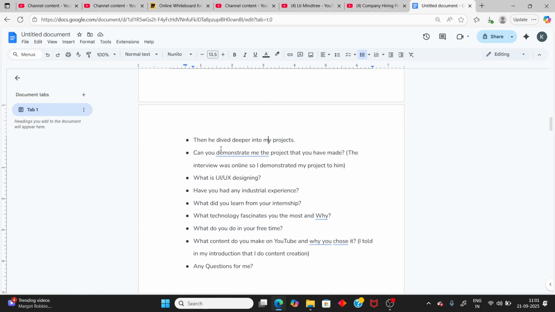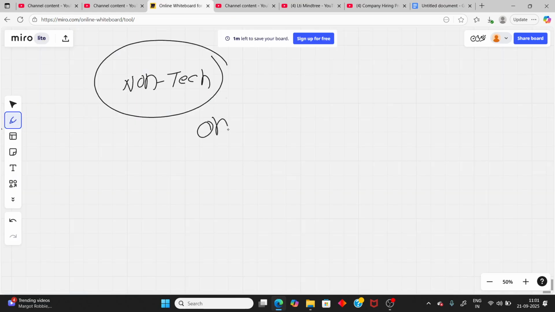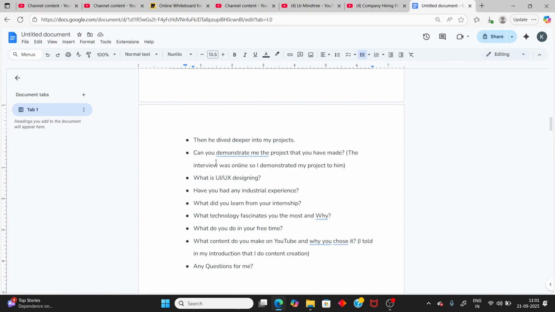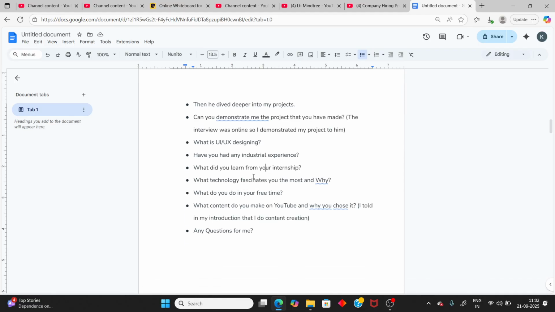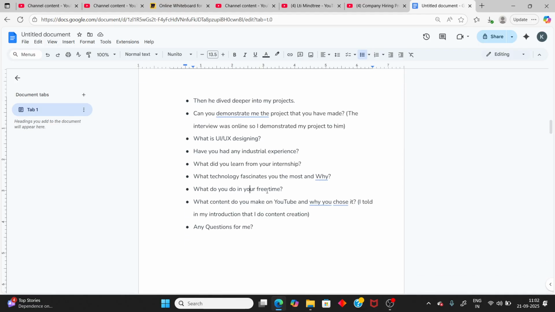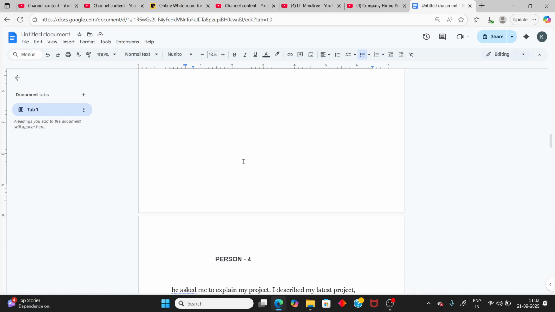So the project matters even more. Can you demonstrate the project? Because there is one thing in the online interview. If it is an offline interview and it mentions to bring a laptop, they can ask, can you show your project, demonstrate it? And what is UX? Yes, because he has maybe done UX design. If you have experience or an internship, then they can ask the question. And what do you do in free time? That is like a normal HR question.